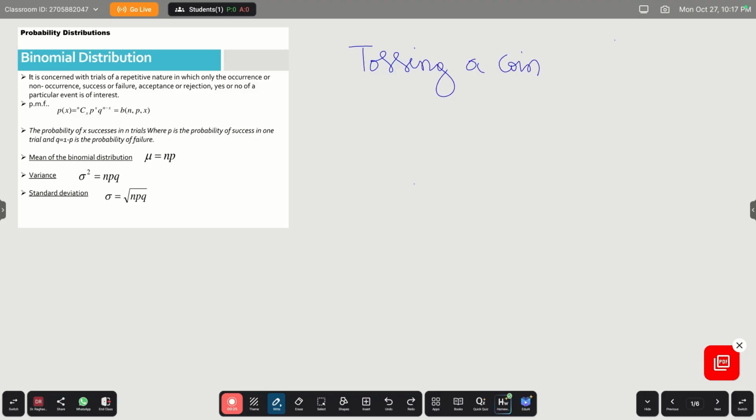When we toss a coin, in the sample space there will be two outcomes. One is head and the other is tail. So when we toss a coin, either head will appear or tail will appear. Suppose I am interested in getting head. So this is my success. Whenever head appears, I will consider that as my success. Now what is the probability of my success? Definitely we all know it's 1 by 2 or 0.5, because when we toss a coin, the probability of getting head is 0.5.